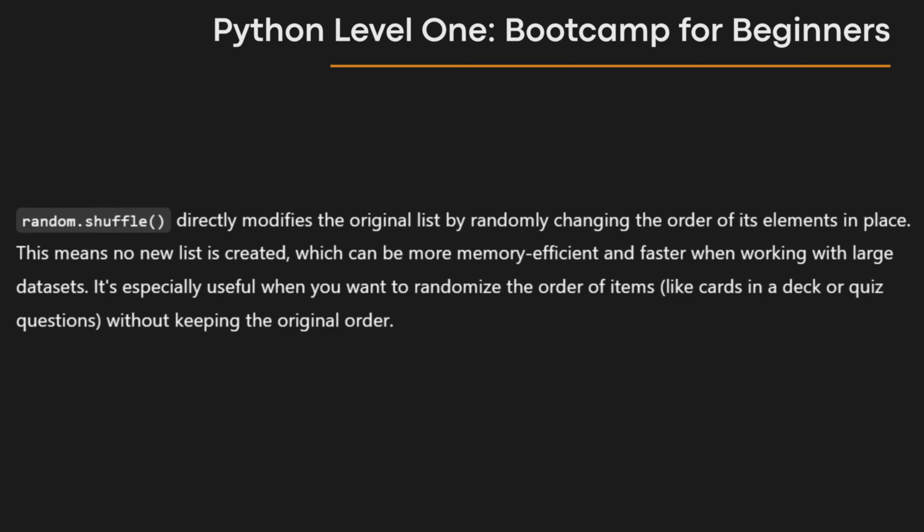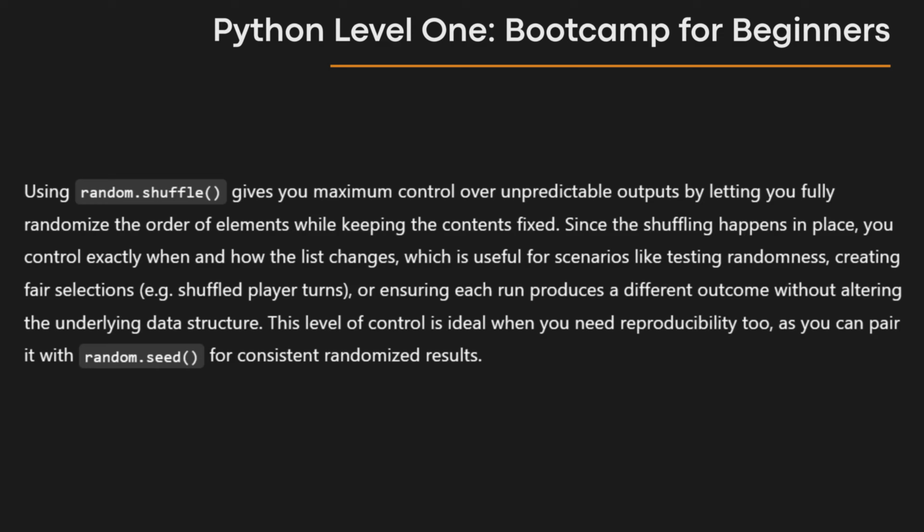The random.shuffle function is different from other random functions because it operates in place. It changes the original list rather than creating a new one. This makes it perfect for situations where you need to randomize content but want to maintain the same list object, and when you want maximum control over unpredictable outputs.